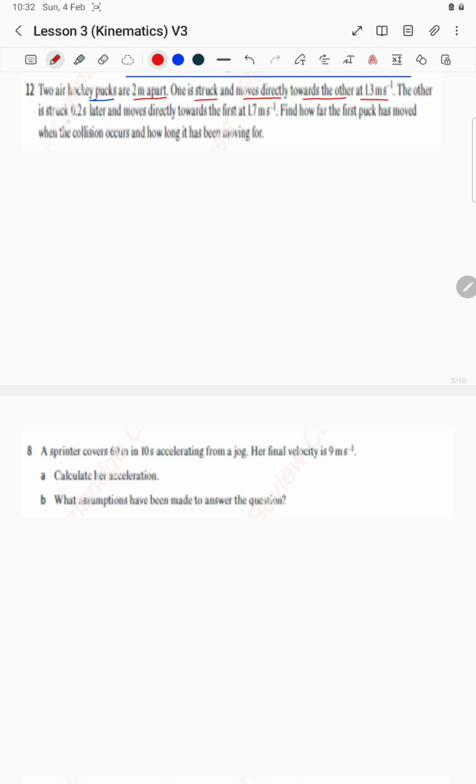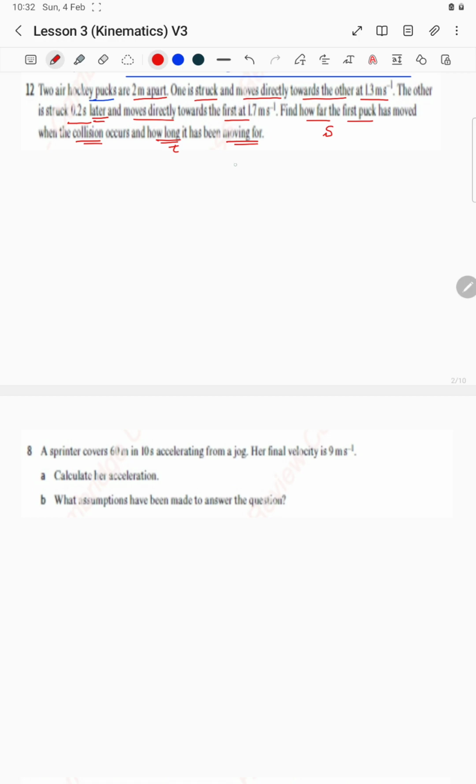The other is struck 0.2 seconds later and moves directly towards the first at 1.7 meters per second. Find how far the first puck has moved when the collision occurs, and how long it has been moving for. Okay, we have to find S, and we have to find the time.